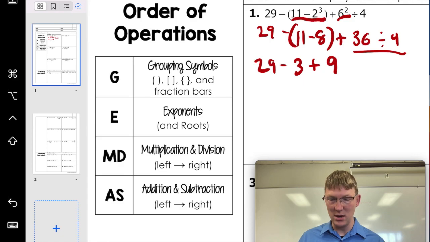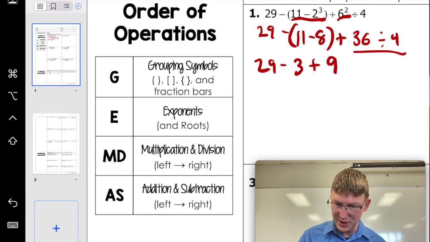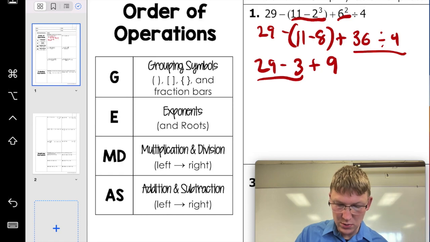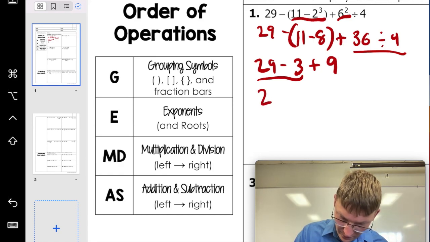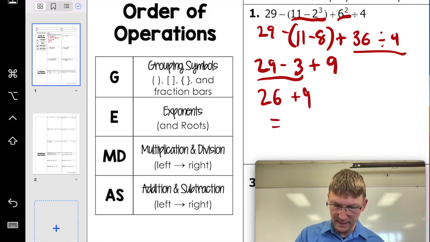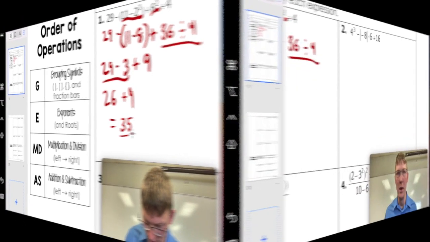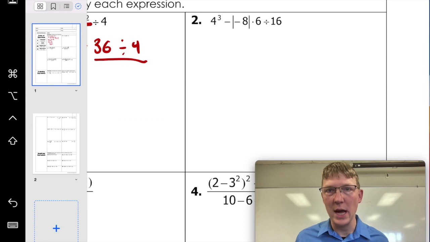Okay, so then we can combine these two. At this point, it doesn't matter whether you combine the first two or the second two or all of them in one fell swoop. It doesn't matter, but just to show everything, we're going to combine these two. So 29 minus 3 is 26, plus 9, and then we combine the last two, equals 35. How exciting. Okay, so here's our next one. We've got some exponents, an absolute value, which is fun, and some multiplication and division.